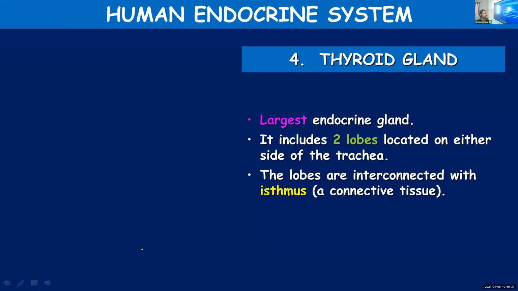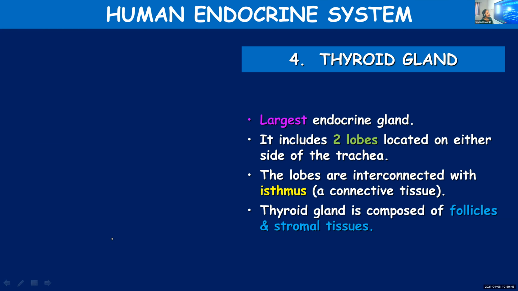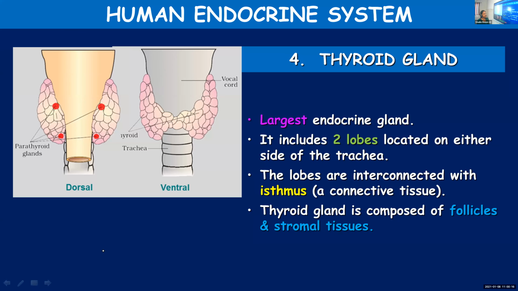Thyroid gland consists of 2 lobes, and these 2 lobes are interconnected by means of connective tissue, which you call the isthmus. These lobes are made up of follicles and stromal tissues. Stromal tissues means connective tissues. The 2 lobes are located on either side of the trachea or windpipe. Even though there are 2 lobes, they are interconnected by the isthmus, a type of connective tissue.